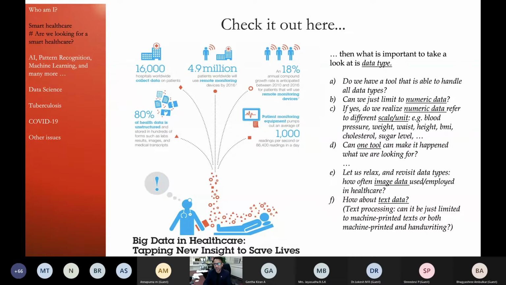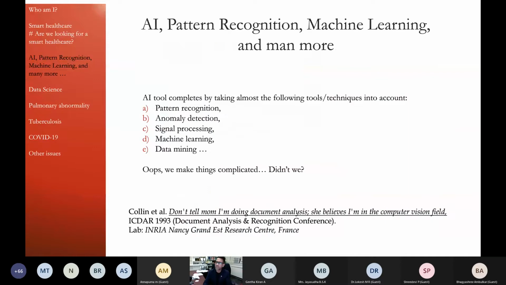Now, here's a point. The point is different data types, and one data mining tool is not going to work. We'll talk about AI, pattern recognition, machine learning, and more. I asked many students, many early career scholars, and even big established so-called scientists, what are you doing? He said, I am doing artificial intelligence. Can you be more precise? He's going to say pattern recognition. Then can you try to be more precise? No, anomaly detection. He's going to say everything.